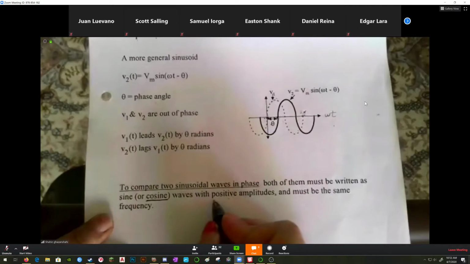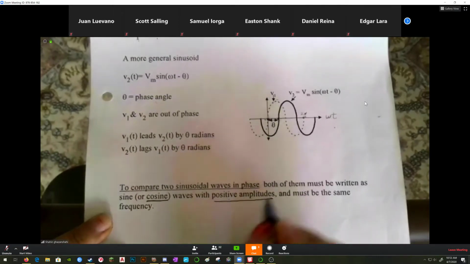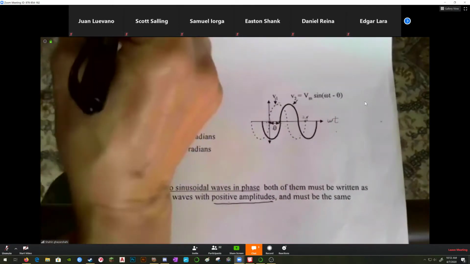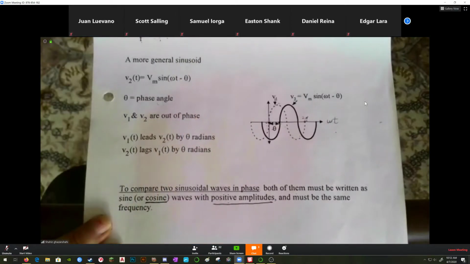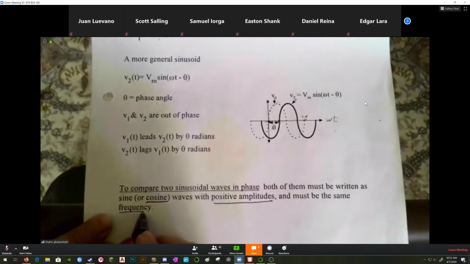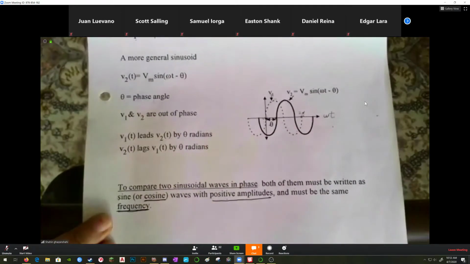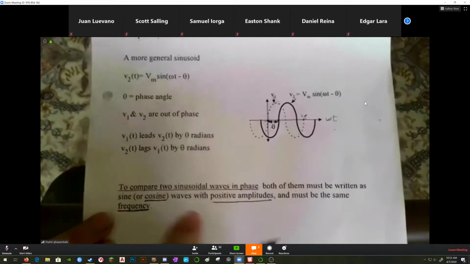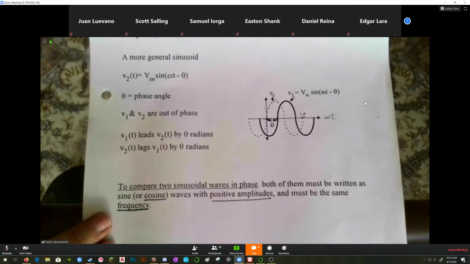They should have positive amplitude because negative and positive values differ by 180 degrees. And they should have the same frequency. Is that clear? So this one everybody needs to know. These are the basic math things we need for sinusoidal analysis, okay?